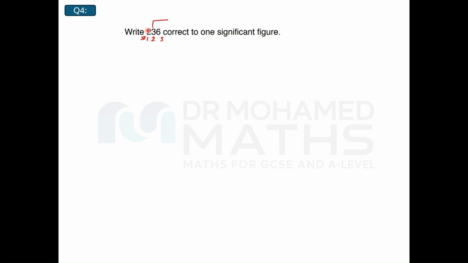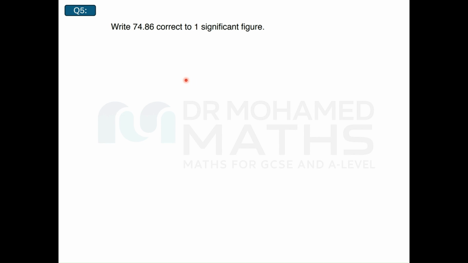So look here. This is the second digit. We will check if it's greater than 5, equal to 5, or less than 5. Since it's less than 5, we will keep 2 as it is and turn any figures afterward to zeros. So it would be 200. So now we have the answer with one significant figure. So the answer is 200.